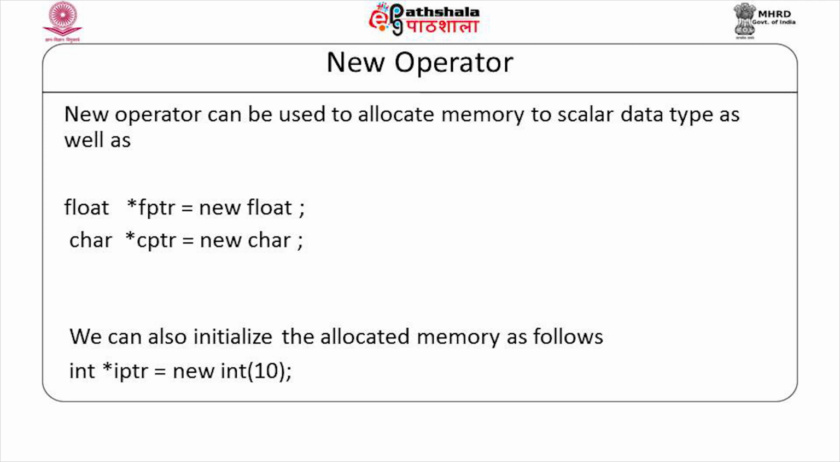At the time of memory allocation, a memory will be allocated and the address will be stored in the pointer variable, but at that memory what would we have? Garbage. If we want that memory which has been allocated also to be initialized with some value, we can use this particular syntax. In this case, a memory for an integer will be allocated, at that memory 10 will be stored, and the address of that memory will be returned, which will be stored in iptr.